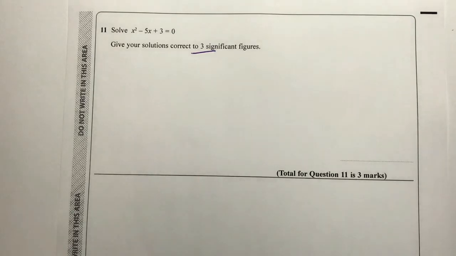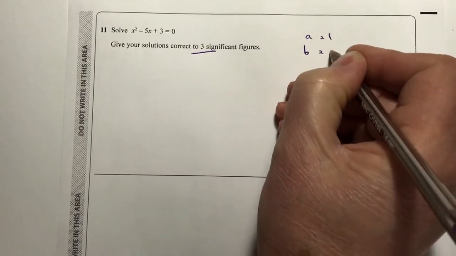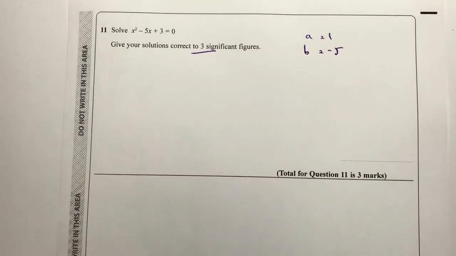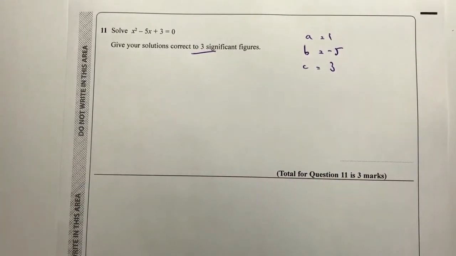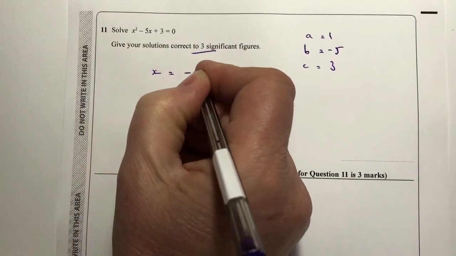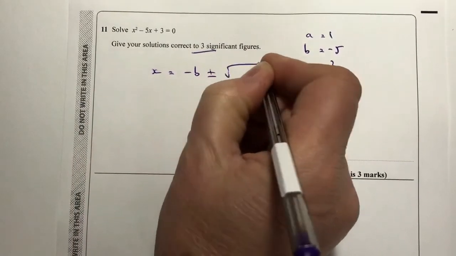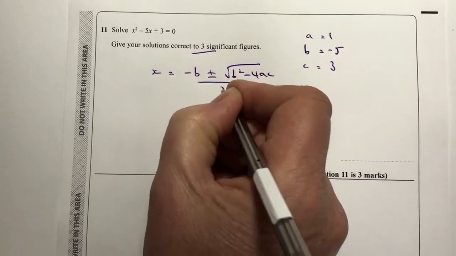So what we're saying is that a equals 1, b equals minus 5, be careful about this minus 5, and c equals 3. If you're not sure what I'm doing, please do again have a look at the playlist on quadratic formula, and that will give you a way of solving this. Okay, so let's write the quadratic formula out. x equals minus b plus or minus the square root of b squared minus 4ac all over 2a.